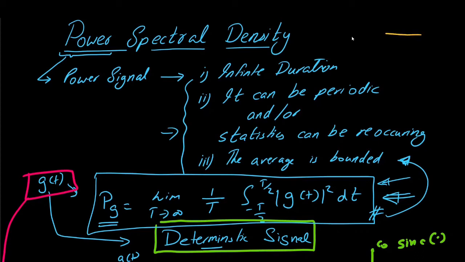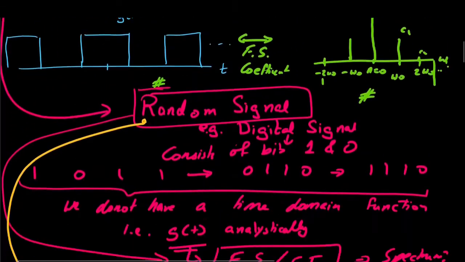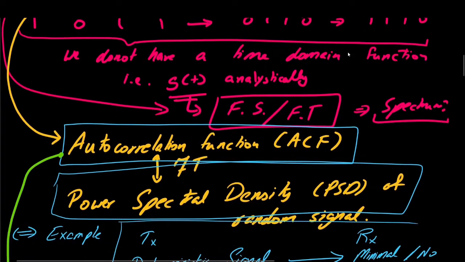In this video, we have an example of power spectral density whereby we take a digital signal, that is a digital binary signal in terms of ones and zeros, which is random in nature. And since it is random, we cannot take the Fourier transform directly, but instead we'll move towards an autocorrelation function and then take the Fourier transform to find the power spectral density.